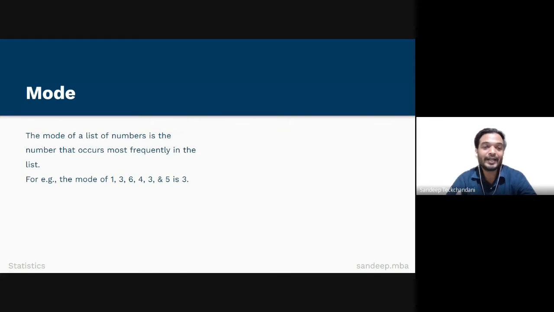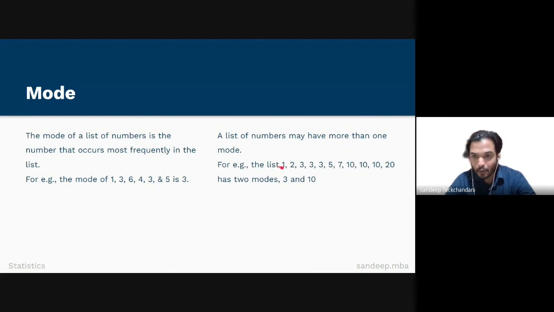Please note that a list of numbers may have more than one mode. For example, consider this list of numbers: 1, 2, 3, 3, 3, 5, 7, 10, 10, 10, and 20. The number 3 has a frequency of 3 because it has appeared thrice in this list. The number 10 also has a frequency of 3 because it has appeared thrice in this list. Therefore, this list has two modes, that are 3 and 10.